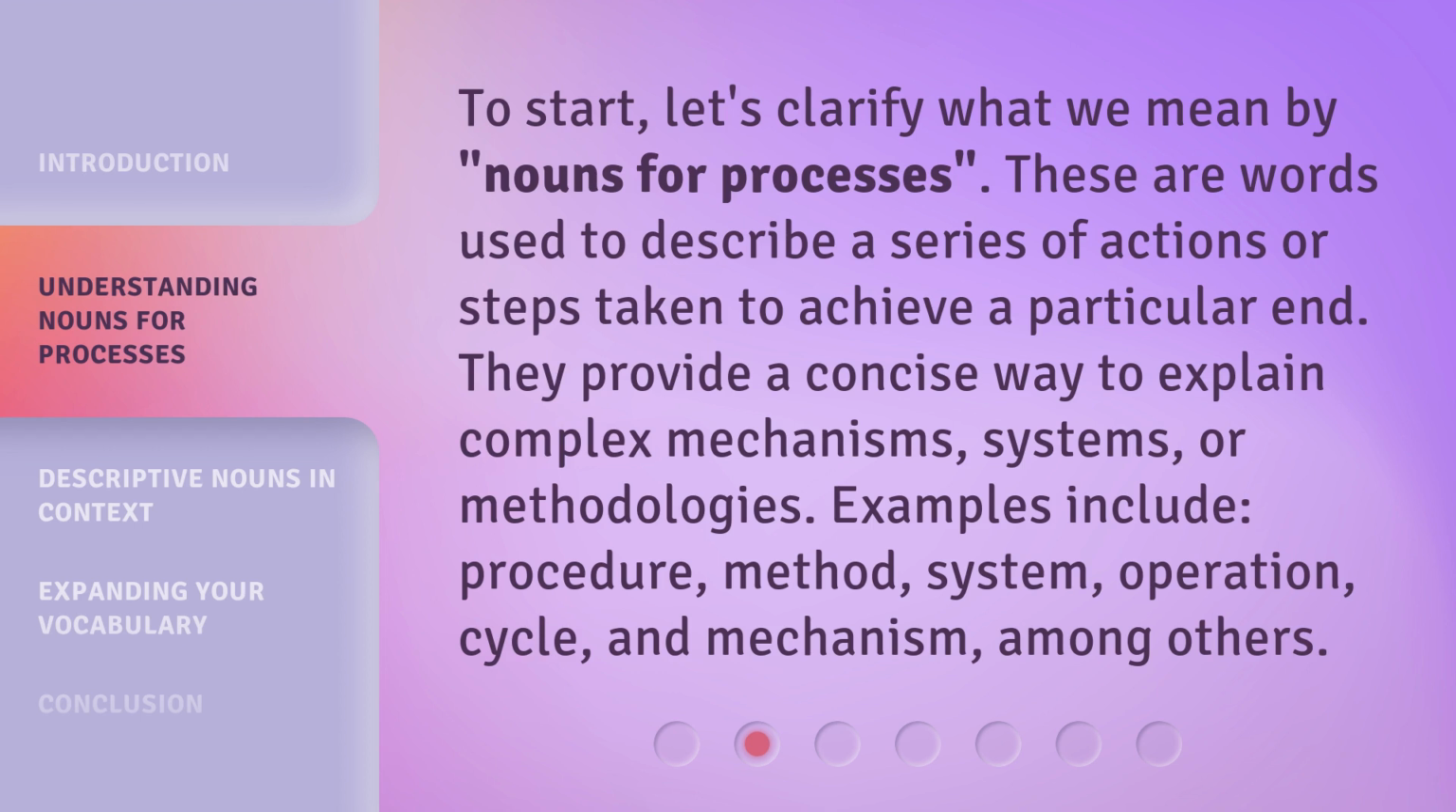To start, let's clarify what we mean by nouns for processes. These are words used to describe a series of actions or steps taken to achieve a particular end. They provide a concise way to explain complex mechanisms, systems, or methodologies. Examples include procedure, method, system, operation, cycle, and mechanism, among others.